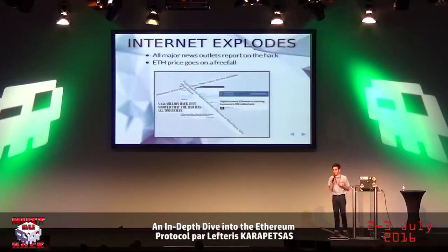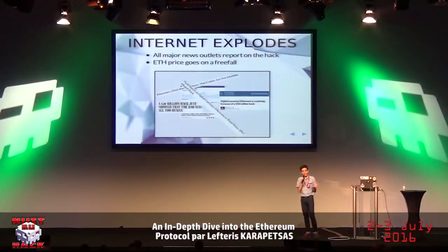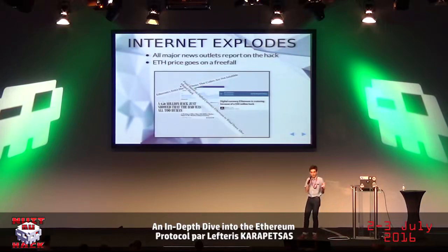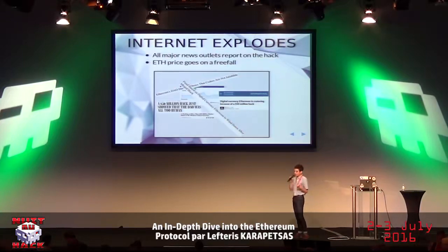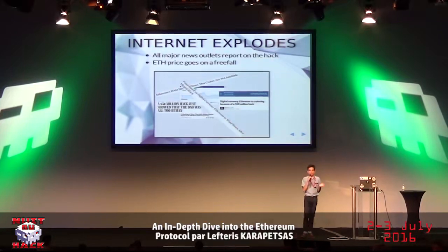Still in the same day, the internet exploded, at least my corner of the internet. All major news outlets started reporting on the hack. Wall Street Journal, New York Times, Business Insider. Headlines like "$50 million hack just showed that the DAO was all too human." The price of Ether was soaring. It was at 19 euros in the morning, and by the evening, it fell to 10 euros. It has not recovered since then.